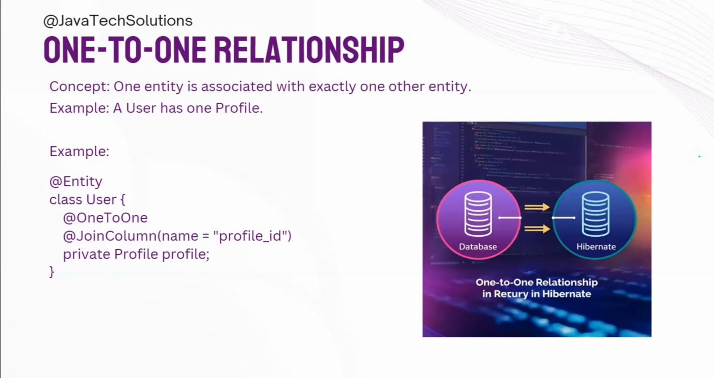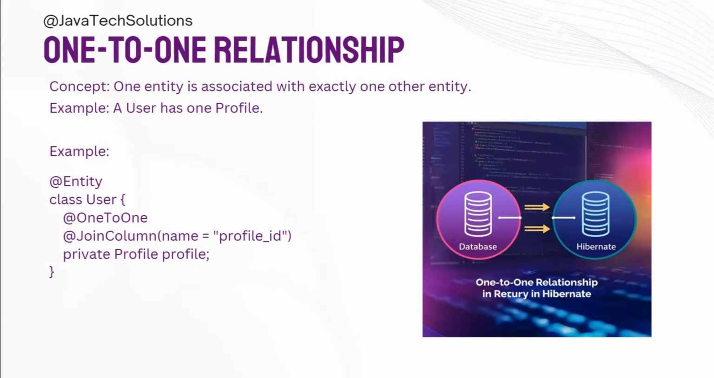Okay, so one-to-one relationship means that one record in table A is associated with exactly one record in table B. Let me repeat once. One record in table A is associated with exactly one record in table B. If we take one example, like a user has one profile, or a passport belongs to one person, or a car has one engine. That means they are having the one-to-one relationship.